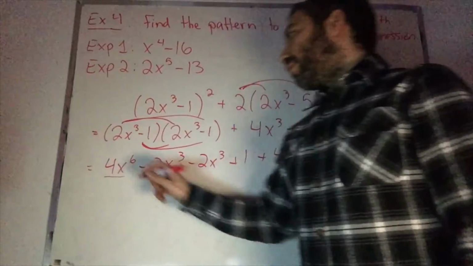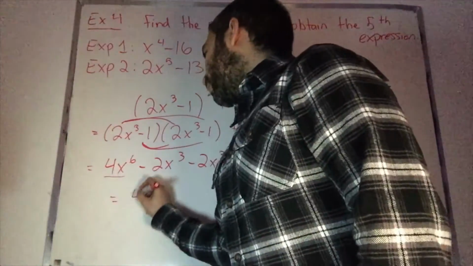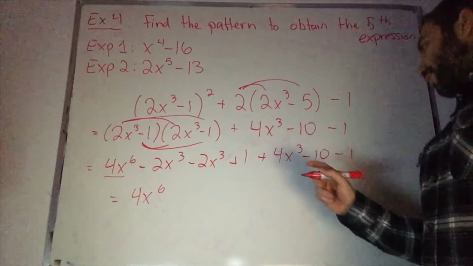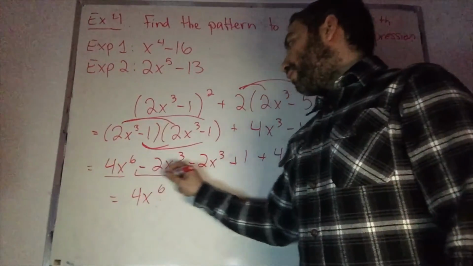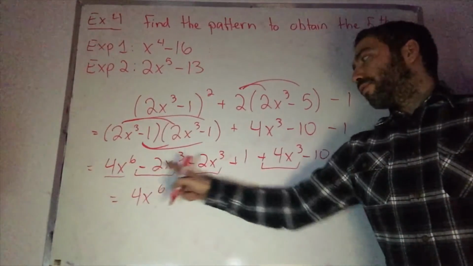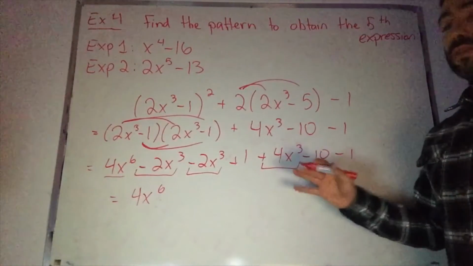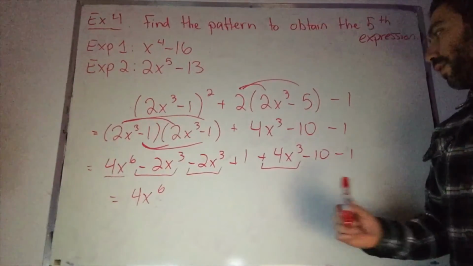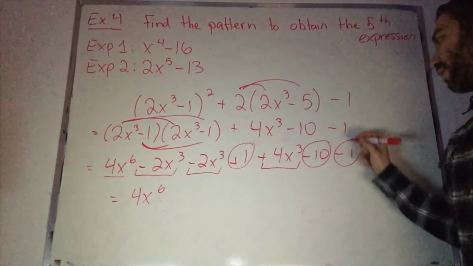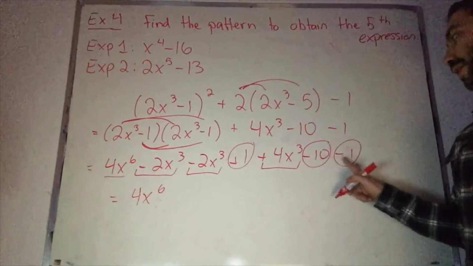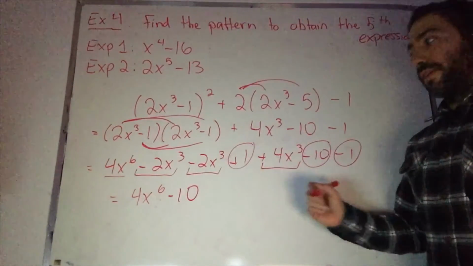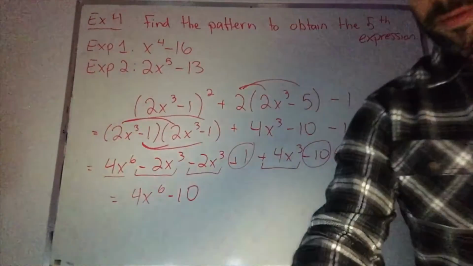So we have the 4x to the 6th here. That's done. There's no other x to the 6. Now we have x cubed. So we have -2x cubed minus 2x cubed plus 4x cubed. So -2 minus 2 is -4 plus 4 is 0. So those are gone. They cancel. Then we have the numbers 1 minus 10 minus 1. So 1 minus 10 is -9, minus 1 is -10. And that's our final answer. This is the answer for expression 3.